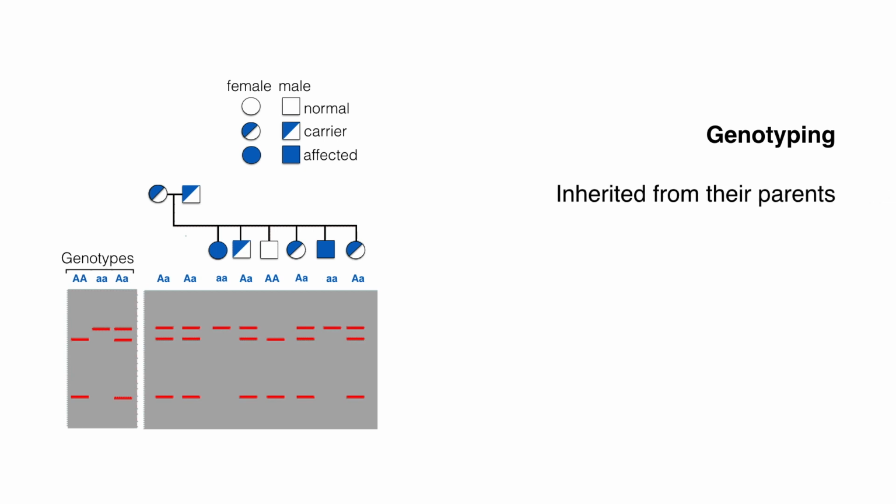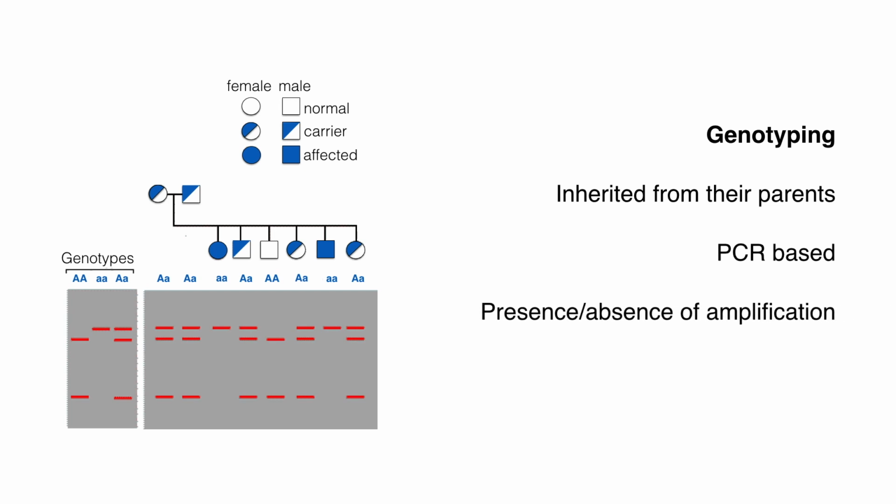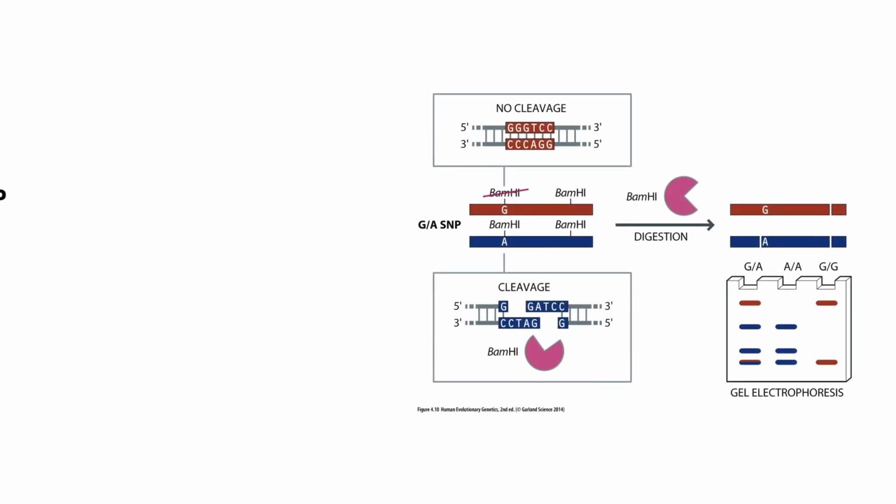Early genotyping was PCR-based and used either presence versus absence of amplification or variable length markers such as RFLPs and microsatellites of variable nucleotide repeats. PCR-RFLP is a simple, low-throughput method.